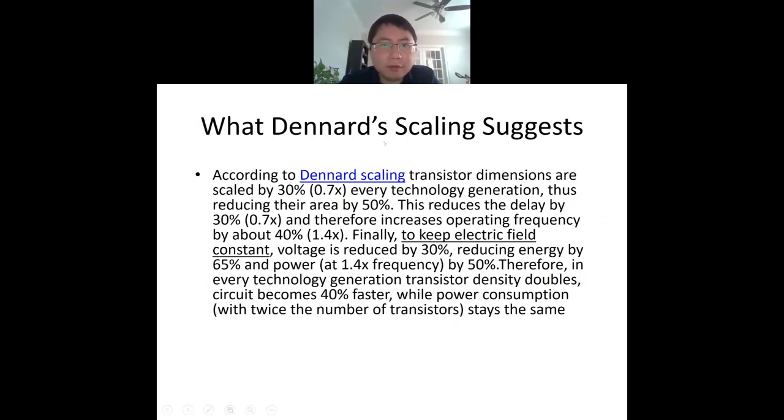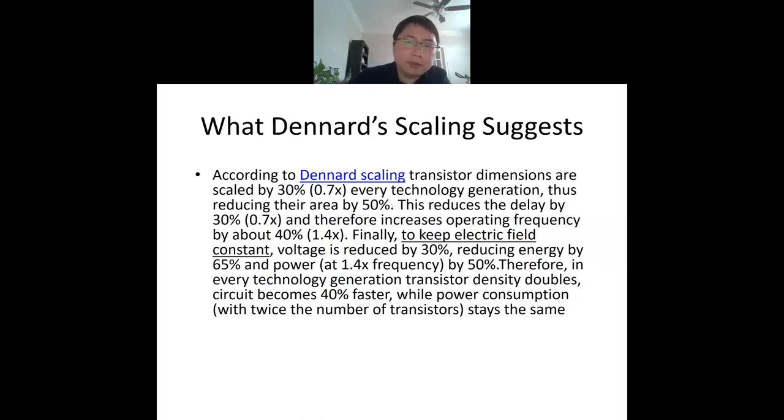So let's have some statements from this Dennard scaling. I will read this through, and I will discuss those statements in more detail in the later slides. According to the Dennard scaling, the transistor dimensions are scaled by 30%, or equivalently, 0.7x per generation. And the area of the transistor will reduce by 50%.